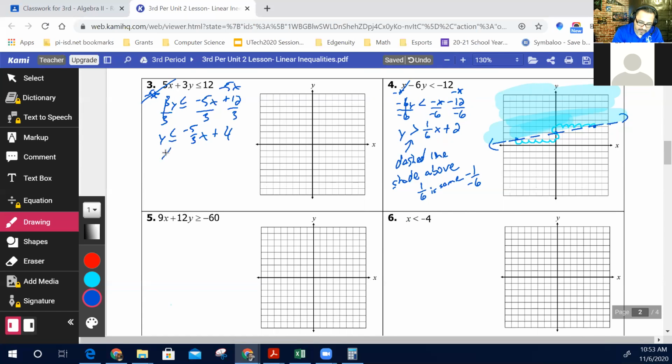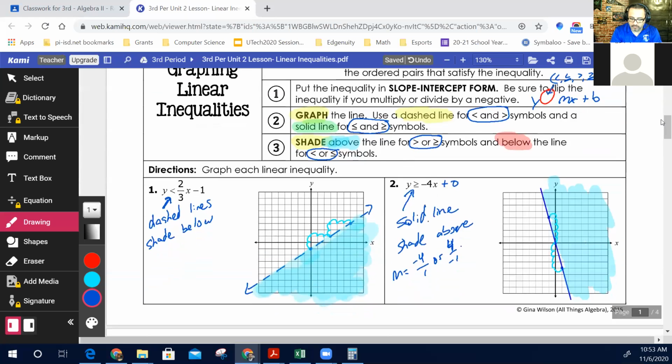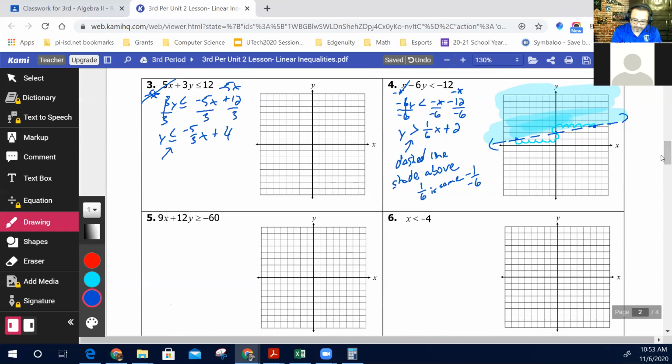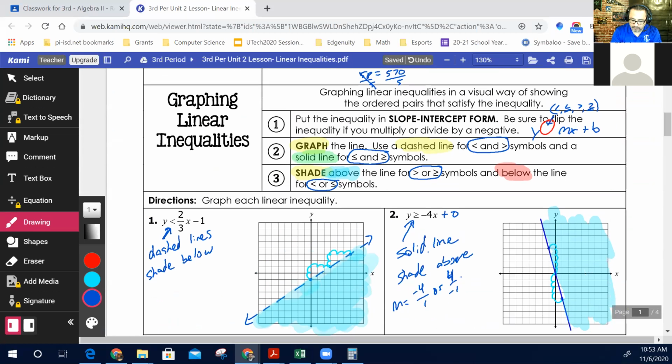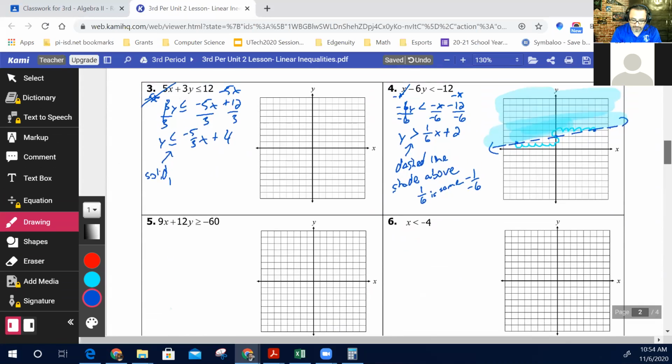Okay, so now let's take a look at this inequality. This says less than or equal to. So is this going to be a dashed line or a solid line? Well, let's go back. It does include the equal, so that indicates solid. So I'm going to write solid. Okay, well, what about the shading? Am I going to shade above or below? Well, less than or equal to for the shading. Okay, so the less than or equal to, it says to shade below. So I'm just going to write below.